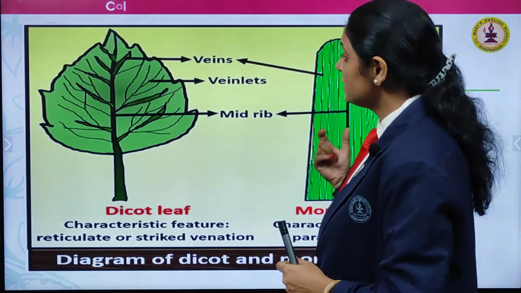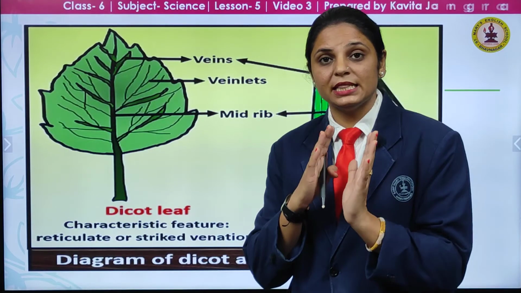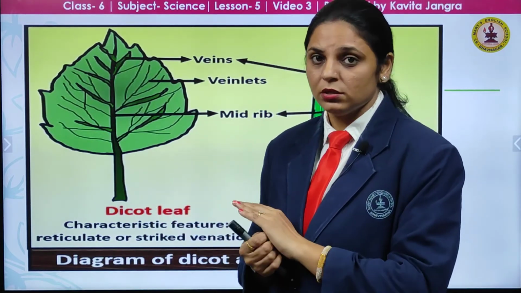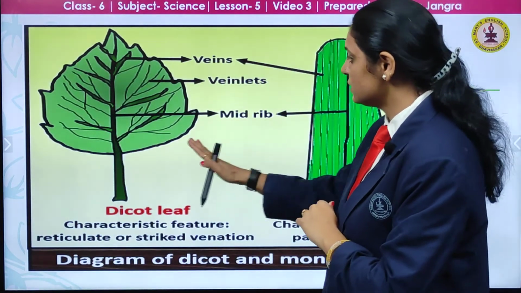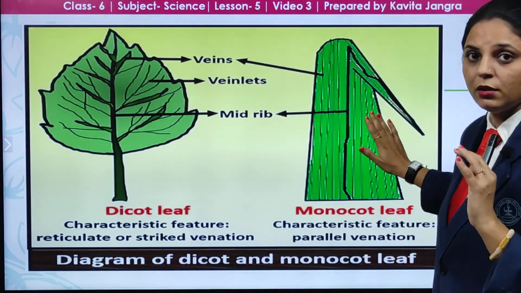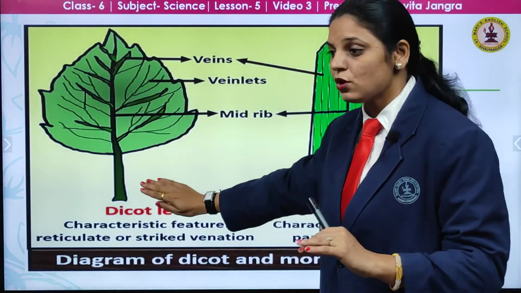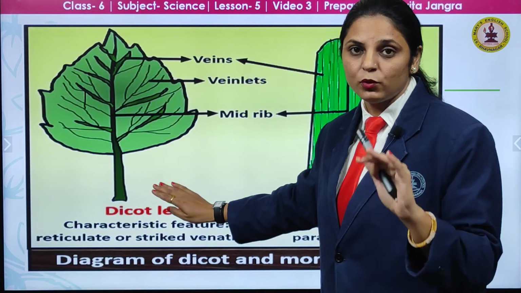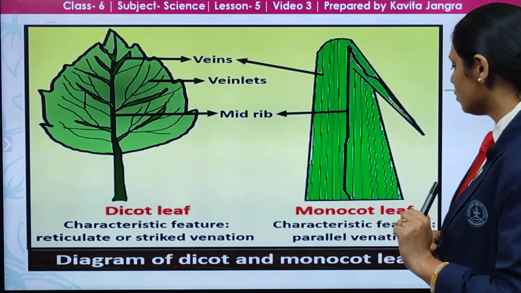Now this is a very important topic. You must know how the venation is linked with the roots. Now I am explaining that this is a reticulate venation, this is a parallel venation, and this reticulate venation is of the dicot leaf. What does that mean? It is of the dicot leaf, and this is of the monocot leaf.